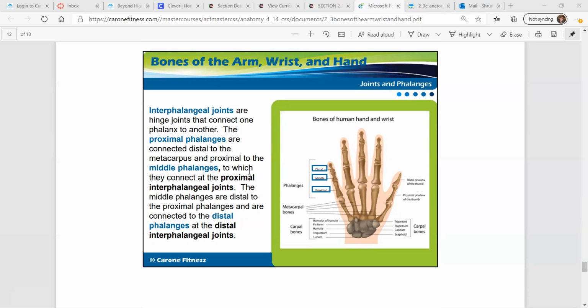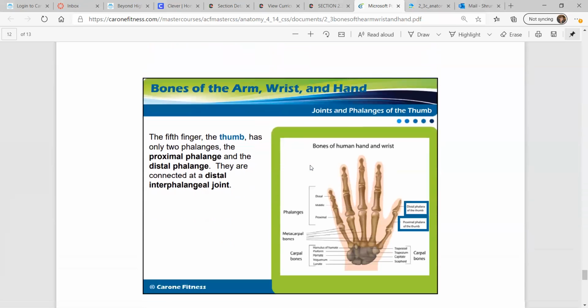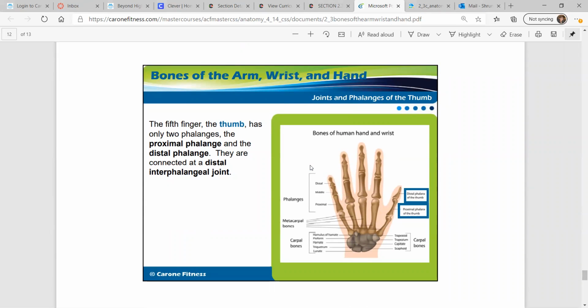So there's a lot of similar words here. Be careful, and I would draw these out or print out some type of diagram to keep yourself oriented. Where are you in the hand when you're talking about all of these joints and bones? Now, the 5th finger, the thumb, has only 2 phalanges, the proximal phalanx and the distal phalanx. They are connected at an interphalangeal joint.